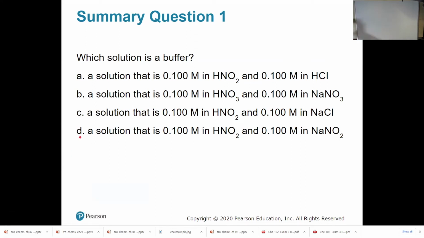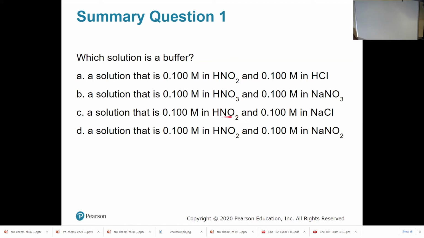Okay, so remember that when you're looking for a buffer solution, you're looking for either a weak acid and its conjugate base or a weak base and its conjugate acid. What you're never looking for is a strong acid or a strong base. So any of these choices that has a strong acid or strong base component should be immediately discounted. Okay, so HCl, nope. HNO3, nope. All right, so now we're down to choices C or D.